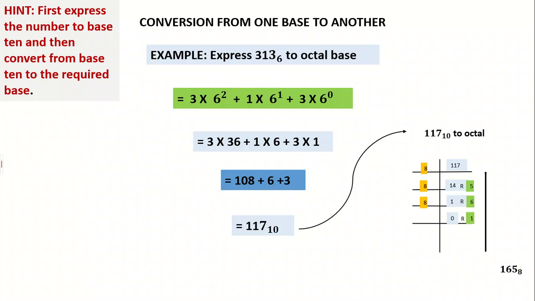165 base 8. It means 313 base 6 is the same thing as 165 base 8. 313 base 6 is the same thing as what? 165 base 8, which is a simple way of making your conversion. So this is how to convert from one base to other bases. So the basic thing is that when you are converting, make sure you convert to base 10 first, okay, before you convert from base 10 to the required base.